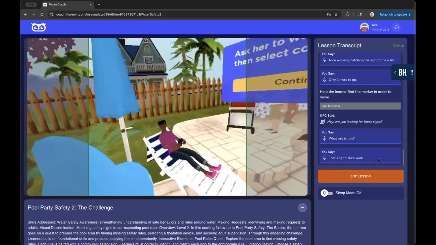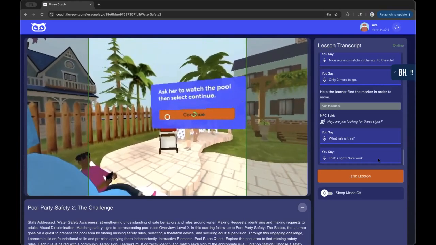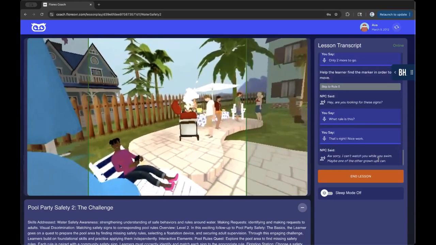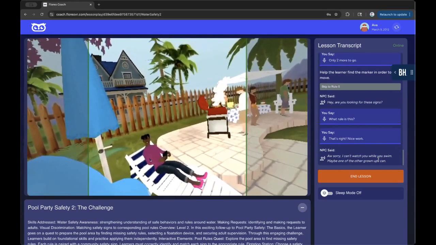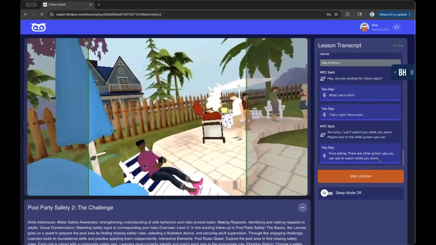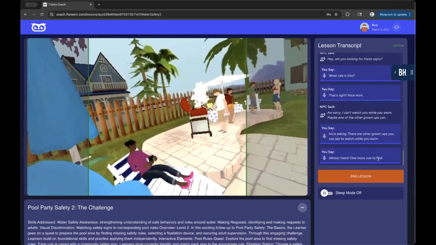All right, let's practice asking her. Oops. Hey, lady with the cool shoes, could you please watch me while I swim? Oh, I'm sorry, I can't watch you while you swim. Maybe one of the other grown-ups can. Yeah, it looks like she's busy reading something on her Kindle or some other tablet that she owns.